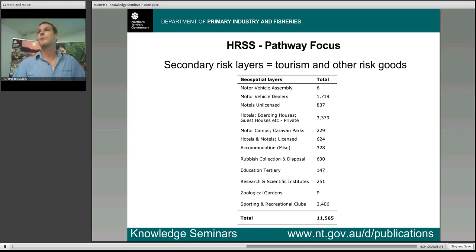That's just one pathway that we're dealing with. This data here is actually some commercial data that I bought. So these are other spatial layers that we need to actually do our job. So obviously I talked about the motor vehicles that we need to map. So motor vehicle dealers would be a risk pathway in New Zealand, not so much here. But the accommodation layers, you've got over 3,000 accommodation layers that we've now got mapped. Motor camps, caravan parks, hotels, motels, rubbish collection and disposal.